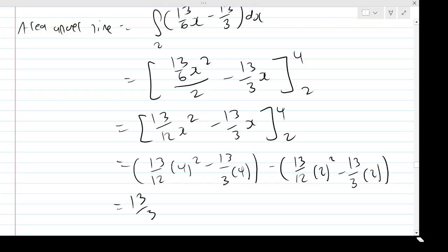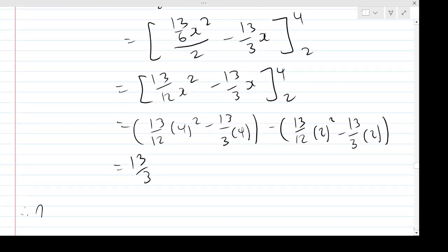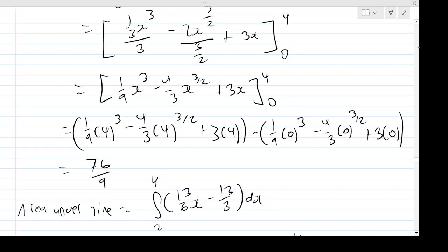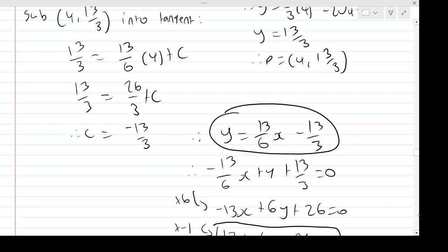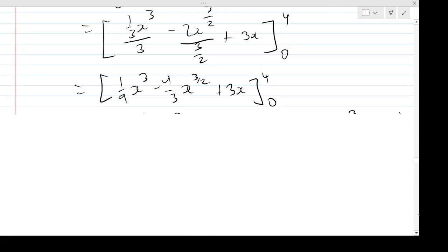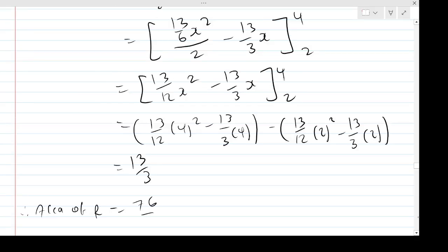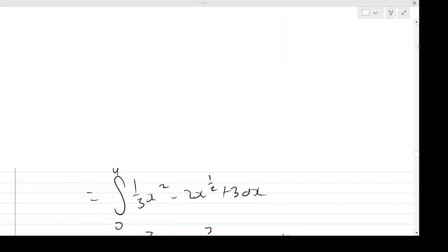Cool. So therefore the overall region R, the area of the region we want, as we discussed, was the area under the curve, take away the area under the line. Well, the area under the curve was 76 over 9. So 76 over 9, take away 13 over 3. And then if we work that out, we get 37 over 9. And that is my area of R.